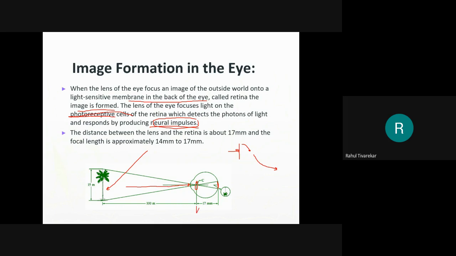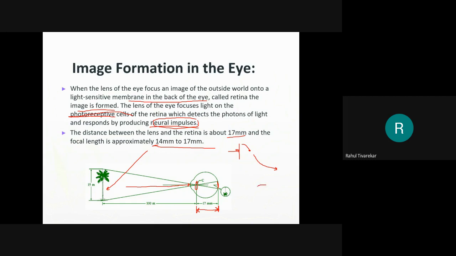So as I already said, the diameter of the human eye varies between 17 millimeter to 25 millimeter. The minimum can be up to 17 millimeter, and the focal length is approximately 14 millimeter to 17 millimeter. Focal length means the distance between the image and the point where the incident light passes through a common point; that is called the focal length of the lens. Focal length is up to 17 millimeter. Minimum it can be 14 millimeter.